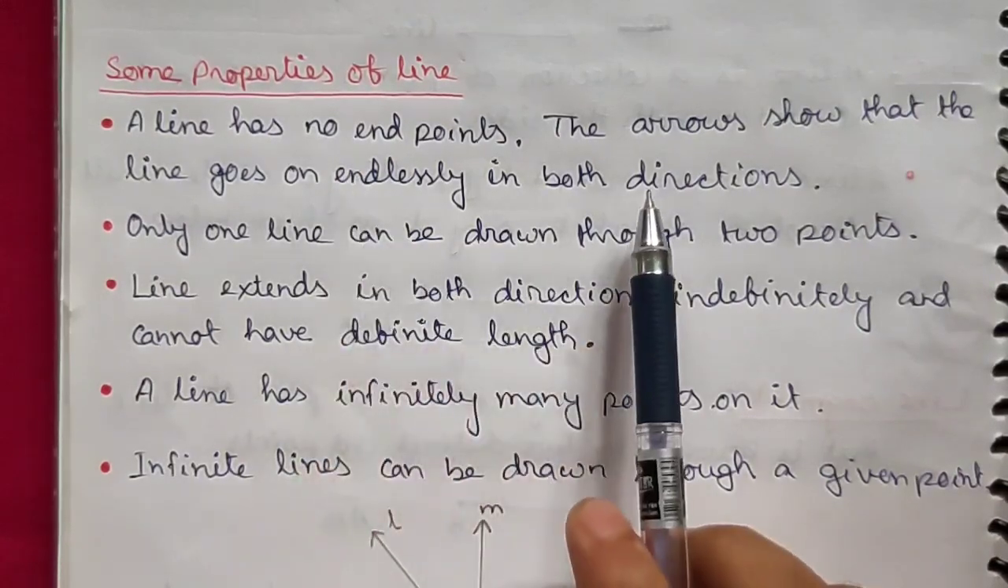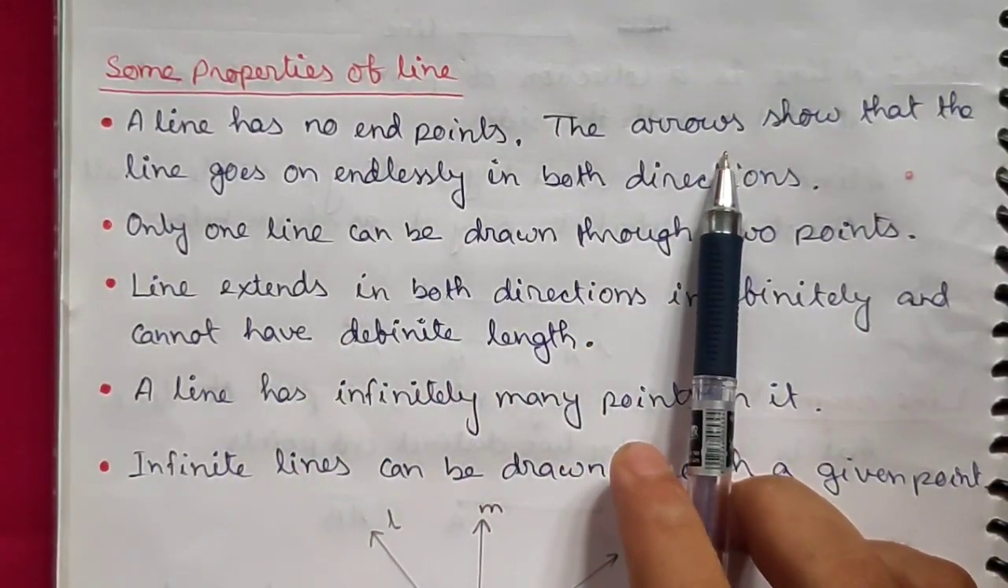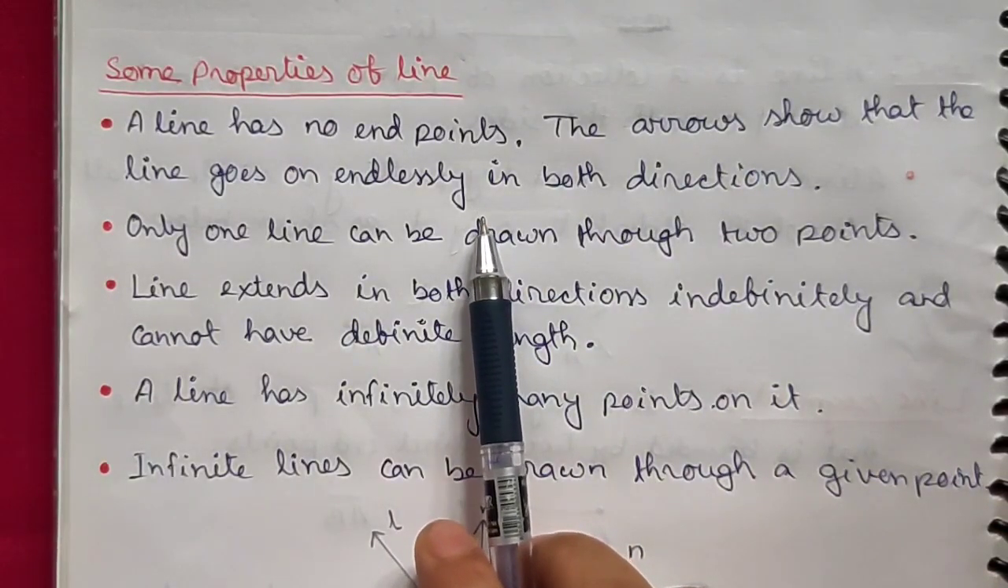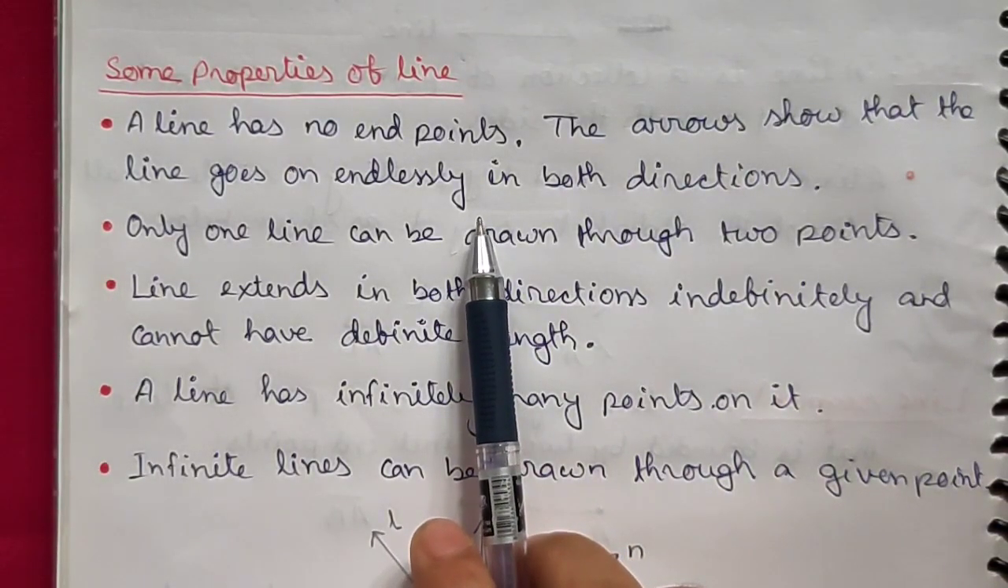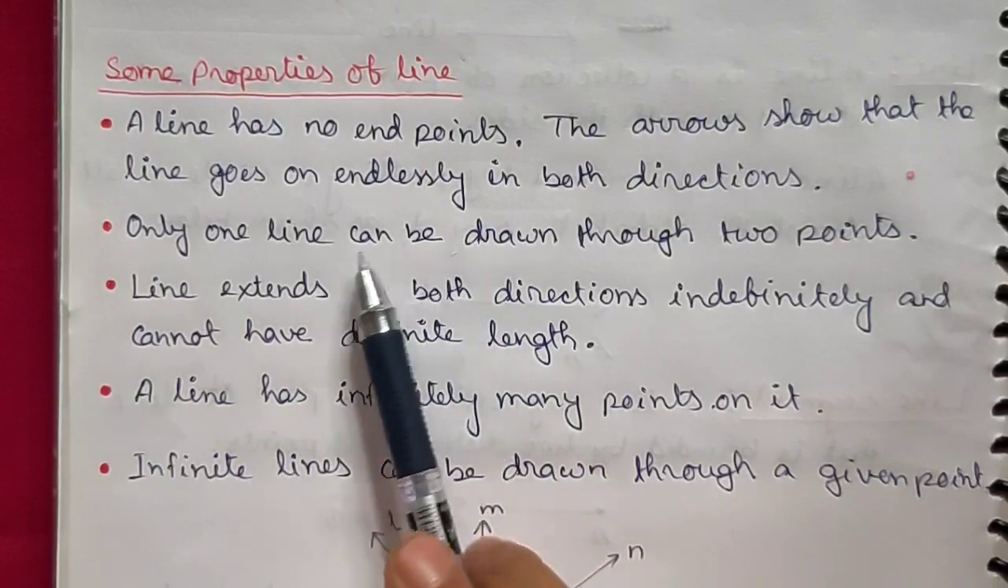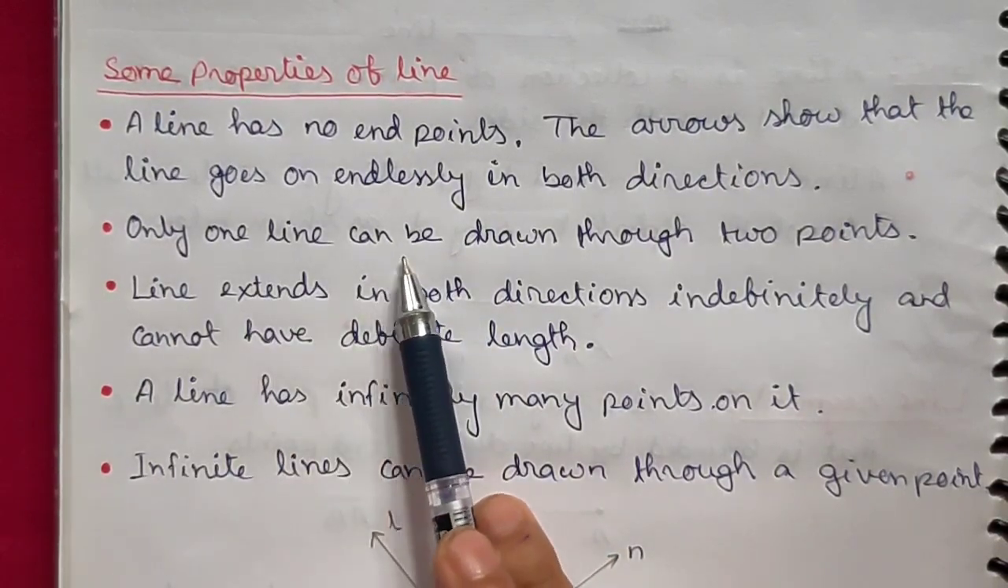And after drawing the line we use arrows. The arrows show that the line goes endlessly in both directions. We give two arrows on both sides. This represents that the line goes on endlessly in both directions. It will go on. Next one is that only one line can be drawn through 2 points.